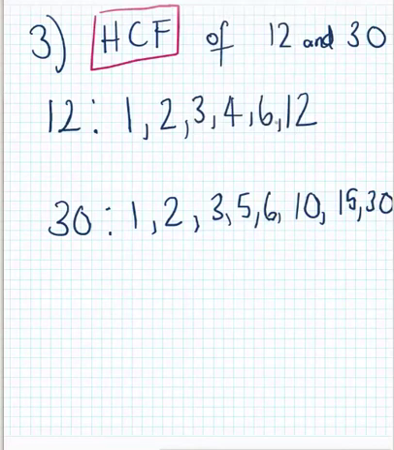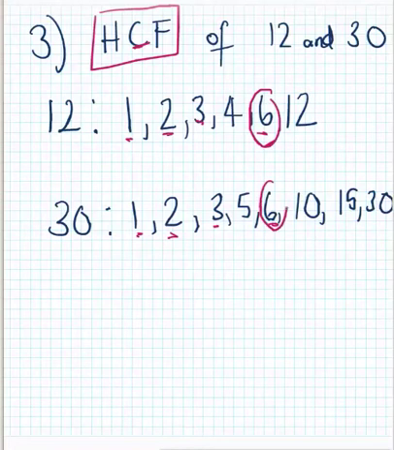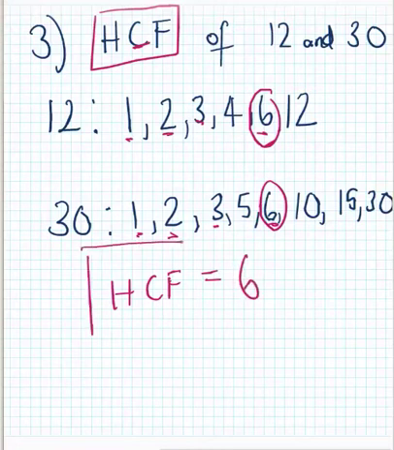Now, the next thing is, which one is the highest common? So we know common means the same thing or what they have similar. Now, if the question said, what are the common factors? We can see both have 1, both have 2, both have 3, both have 6, and that's all. So they actually have 4 common factors, and the highest one is 6. So the highest common factor of 12 and 30 is 6, and that would be your final answer.